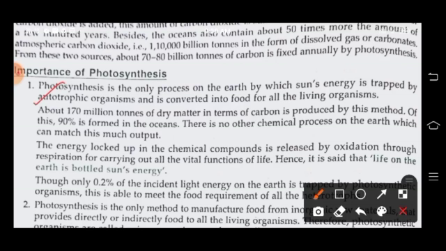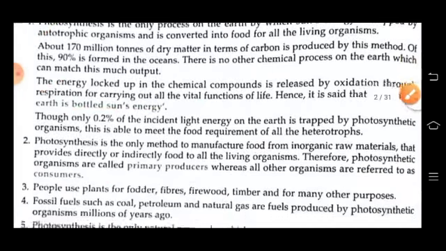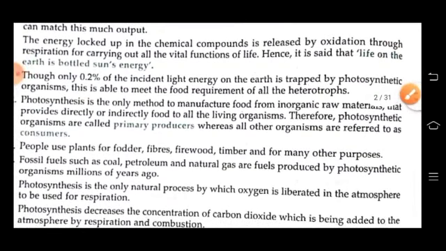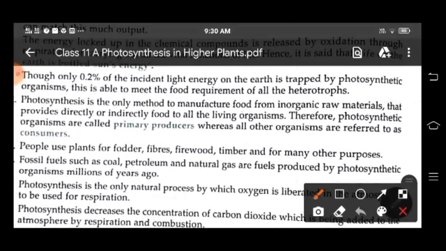The energy which is locked up in the chemical compound is released by oxidation through respiration for carrying out the different vital functions of life. We can say that life on the earth is bottled sun's energy. Through photosynthesis, food is manufactured from the raw materials, and that provides directly or indirectly food to all living organisms. The photosynthetic organisms are called primary producers, and those who consume it are known as consumers.